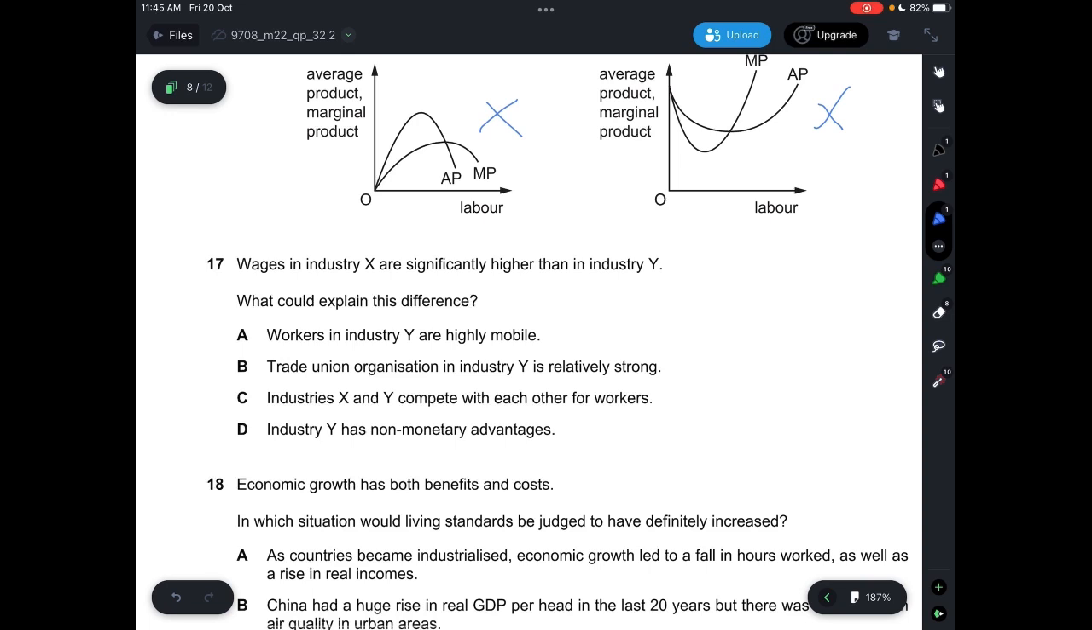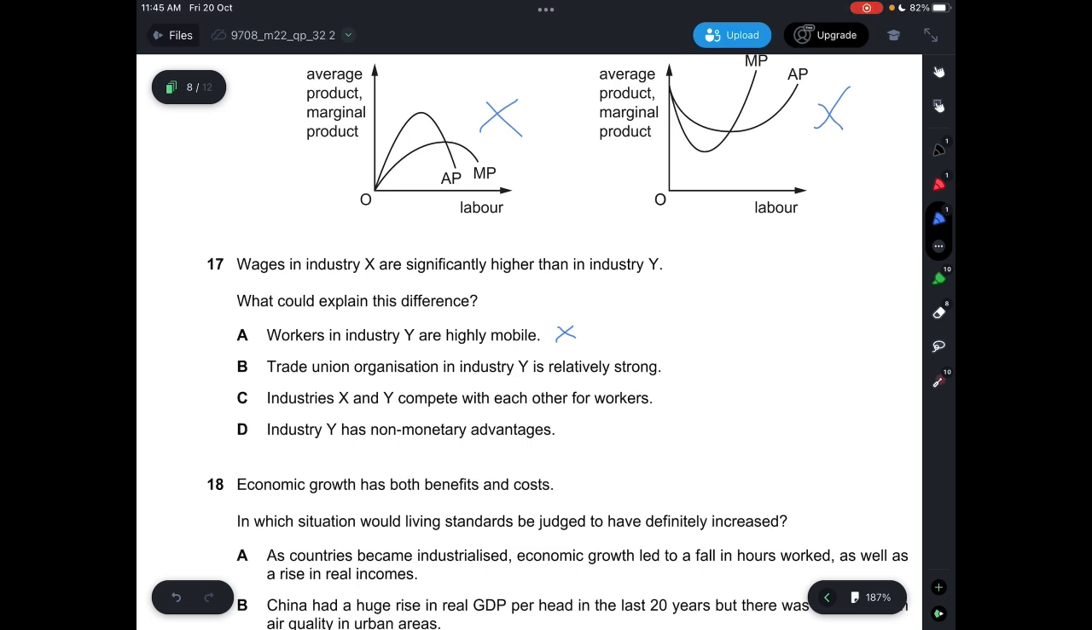Okay. So for question 17, wages in Industry X are significantly higher than in Industry Y. What could explain this difference? So let's look at the four options here. A, it says workers in Industry Y are highly mobile, which is incorrect. If workers in Industry Y are highly mobile, wages in Industry Y would actually be significantly higher than wages in Industry X, rather than the other way around.